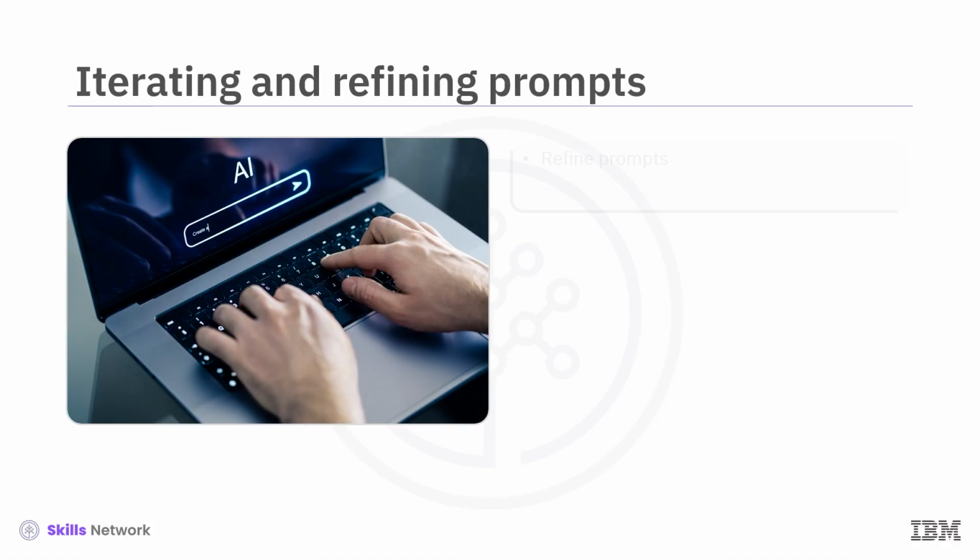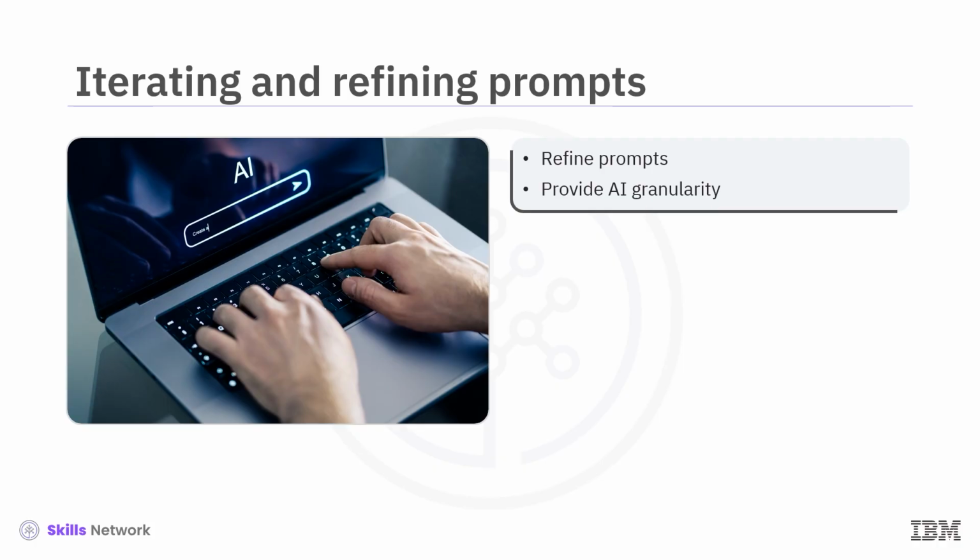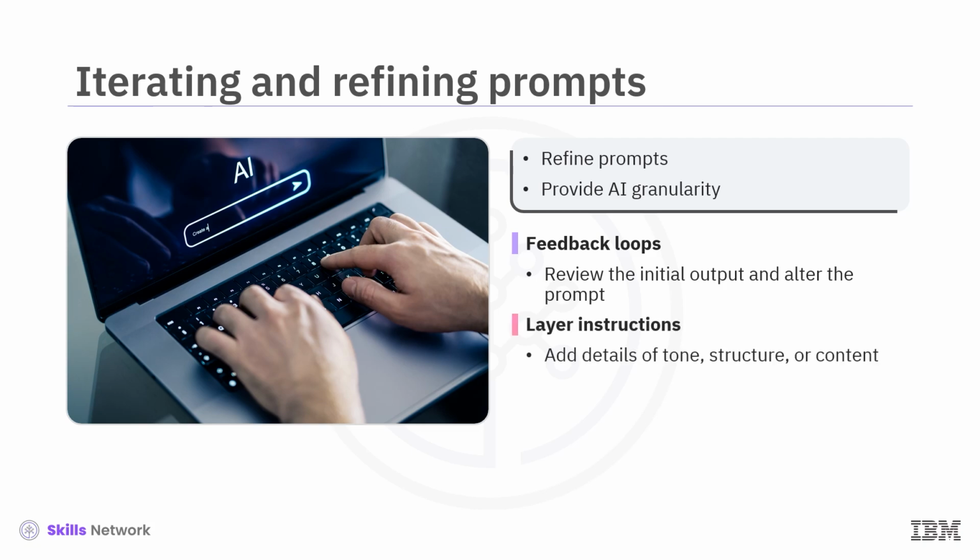In such cases, consider refining your prompt to provide a higher degree of granularity. Remember to alter the prompt with feedback loops by reviewing the initial output and adjusting the prompt for more precise results. Next, layering instructions by adding details to refine tone, structure, or content. And lastly, experimentation, where you test multiple prompt variations to find the best performing ad copy.